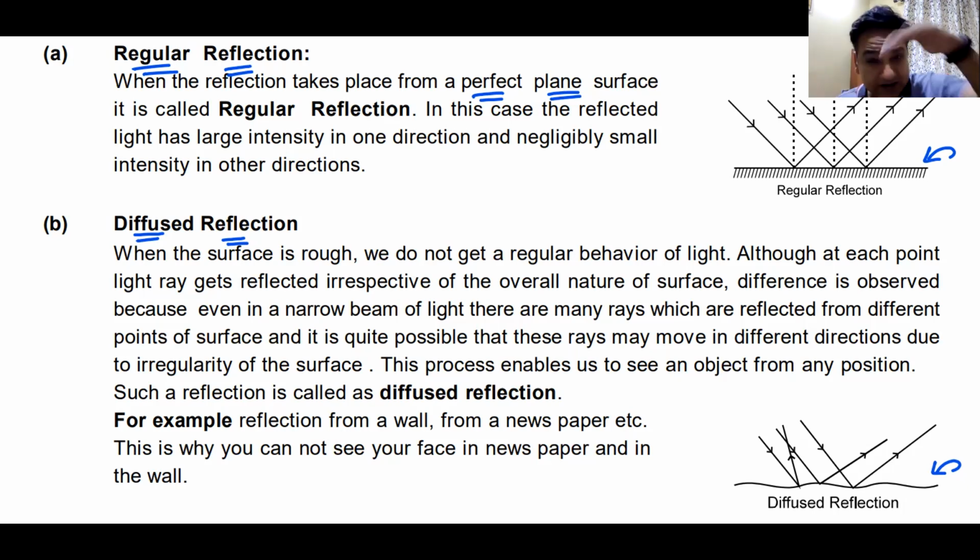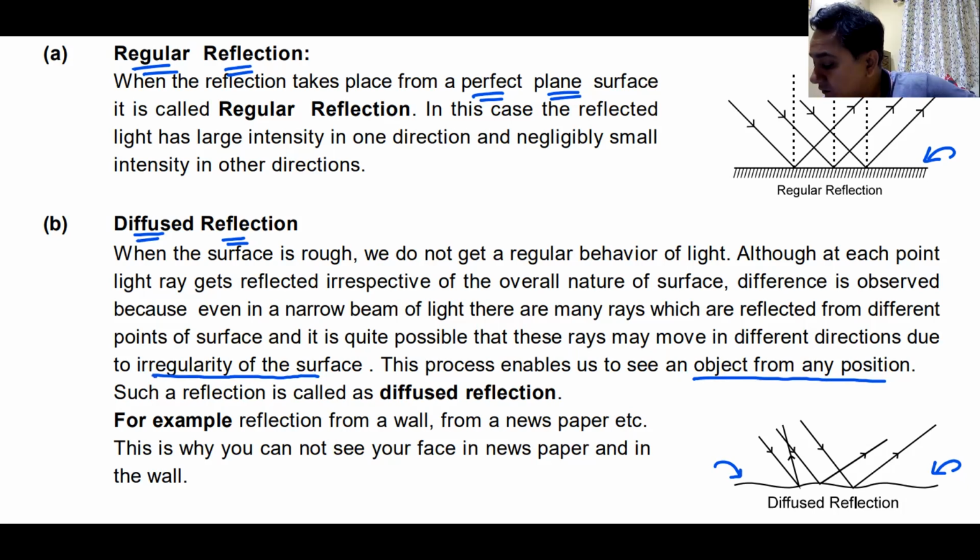But if you have an irregular surface, not a proper surface, at all the places, even if light is falling parallelly, angles of incidence would be different at different points. Angle of reflection would be different, and therefore we will be able to see an object from any position because of the irregularity of the surface. This type of reflection is known as diffuse reflection.